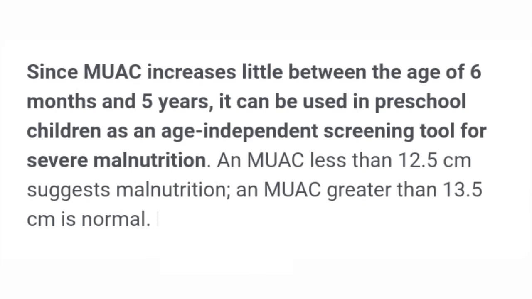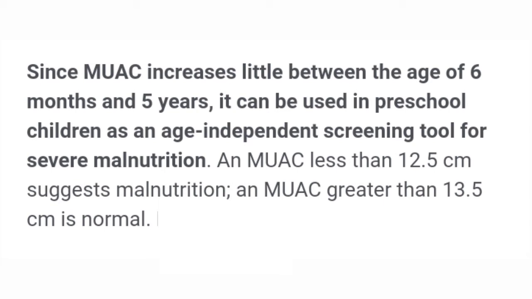Since MUAC increases little between the age of 6 months and 5 years, it can be used in preschool children as an age-independent screening tool. The question is asked why MUAC is fixed. The mid upper arm circumference in this age group from 6 months to 60 months increases very little. In this age group, the fat is being changed into muscle mass, so it remains constant. That is why it is an independent screening tool, not dependent upon the age or gender of the child, and it is used for measuring malnutrition.